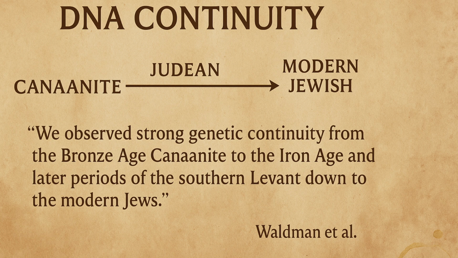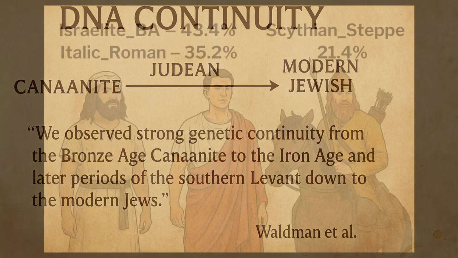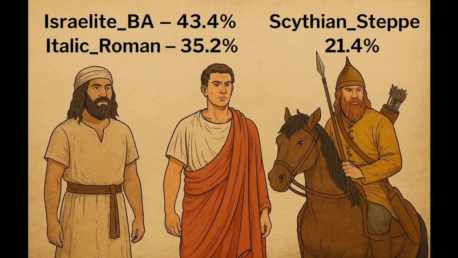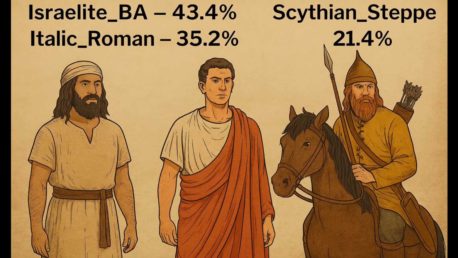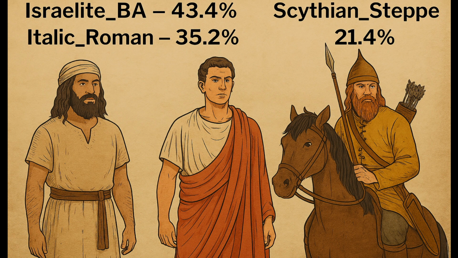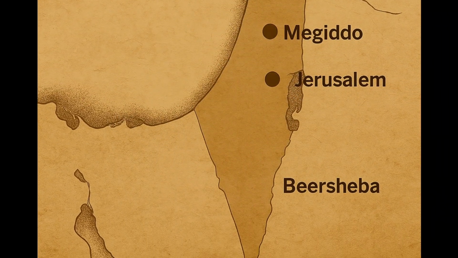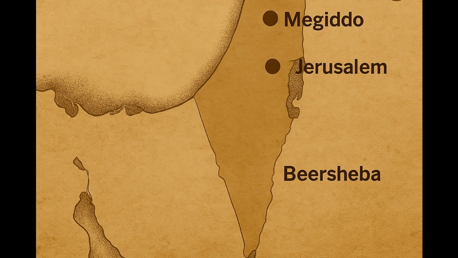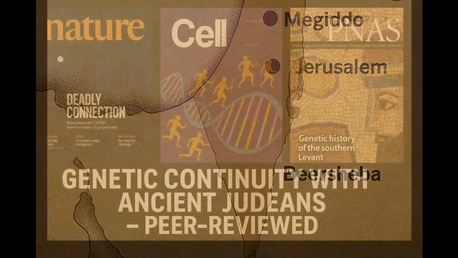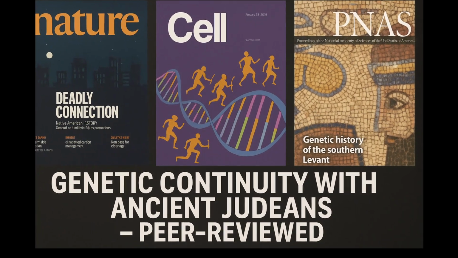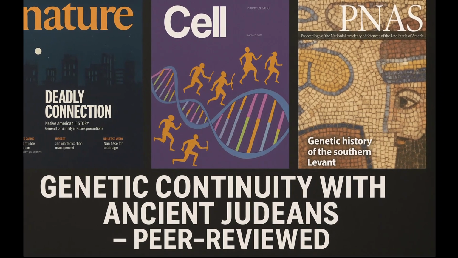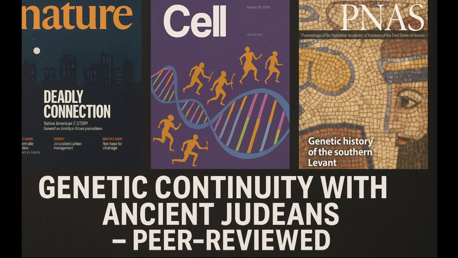Nearly 44% of my ancient DNA comes from the Israelite population of the Bronze Age, around 1500 to 1200 BCE. These people were descendants of the Canaanites and formed the foundation of the Jewish people. They lived in cities like Jerusalem, Megiddo, and Beersheba, and their genetic profile lives on in Jews today. Ancient studies confirm this continuity, especially in Ashkenazi, Sephardi, and Mizrahi Jewish populations.